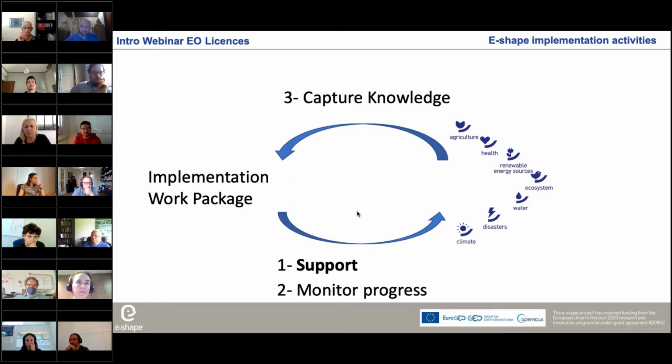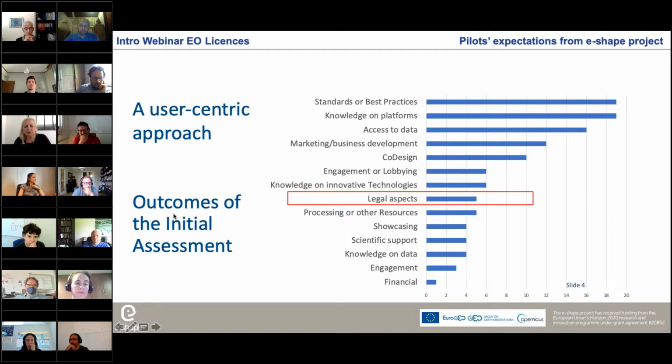And of course, considering the support, at the start of the project, we made a survey to understand the needs of the different partners to develop the pilots, and we call that the initial assessment. We did that because we wanted eShape to be definitely a user-centric project, developing a user-centric approach for everything. In this case, the users are the Earth observation developers. Of course, we can consider the end users of these applications, but this is done by another work package which works on the co-design of the applications. The users for work package 3, for the implementation, are the Earth observation developers.